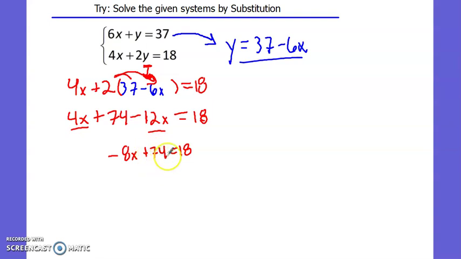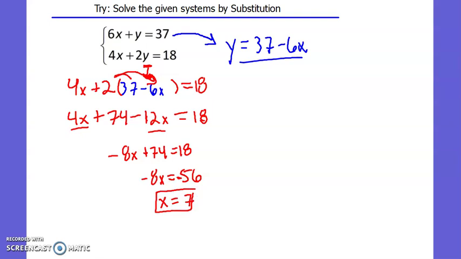Let's subtract this 74 over to the other side. So again, we're going to be left with negative 8x. Sorry, don't lose that negative. 18 minus 74 would be a negative 56. Divide by negative 8 on both sides, and we get half of our answer again.